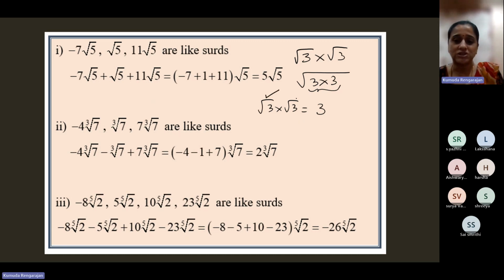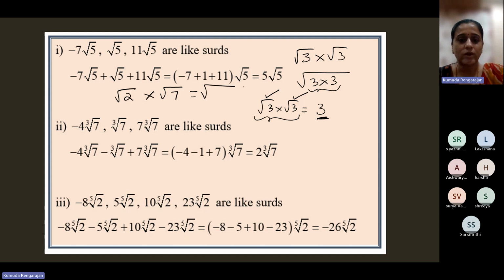Square root of 3 is irrational. The product of these two irrationals is rational, because 3 is 3 by 1, integer by integer, a rational number. Whereas square root of 2, which is irrational, into square root of 7, which is also irrational, the product is square root of 2 into 7, which is square root of 14. And 14 is not a perfect square, and hence square root of 14 is an irrational number.